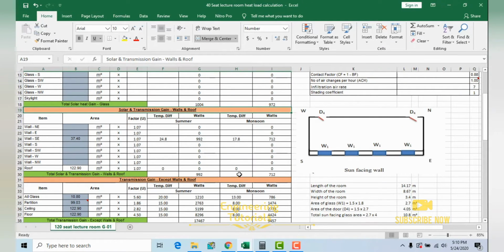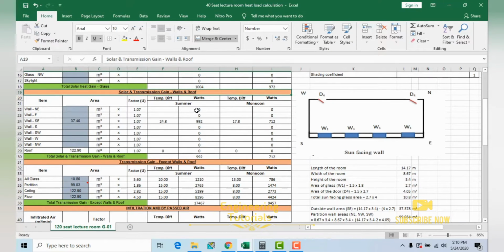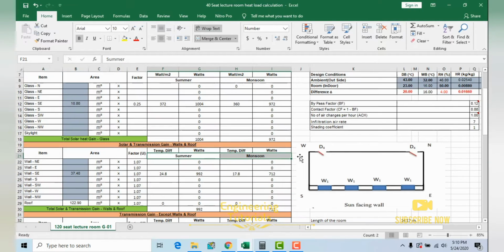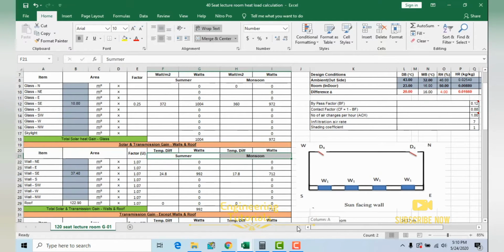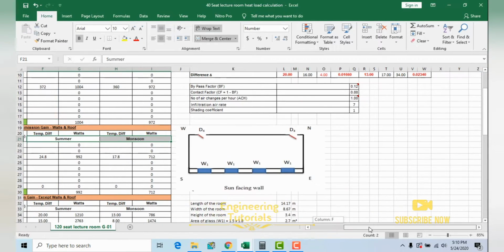In this video I will tell you guys about heat load calculation for TIR building. So I'm gonna calculate the heat load for summer condition as well as monsoon condition. So this is the E20 load sheet which I'm gonna use for heat load calculation.